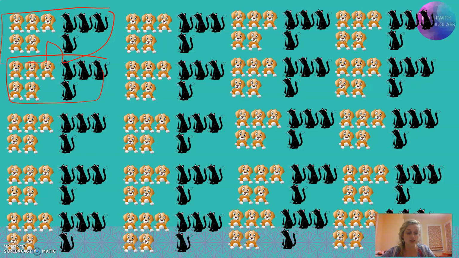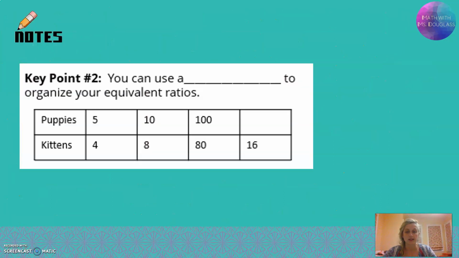That is why they are still the same equivalent ratio, because I'm not changing the comparison, the number of puppies I have for every certain number of kittens.